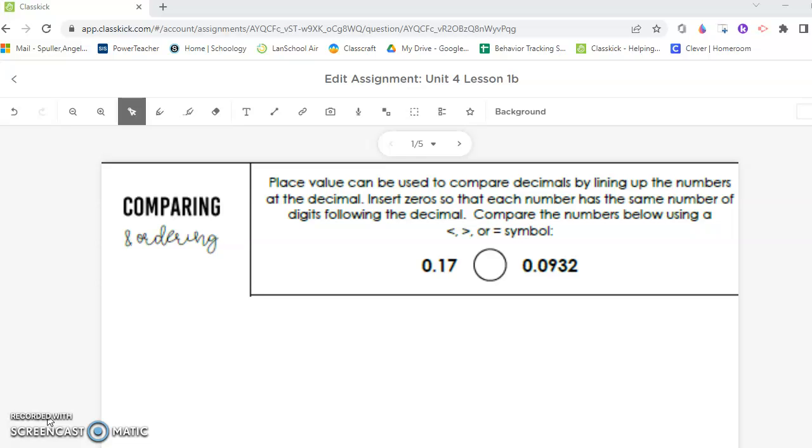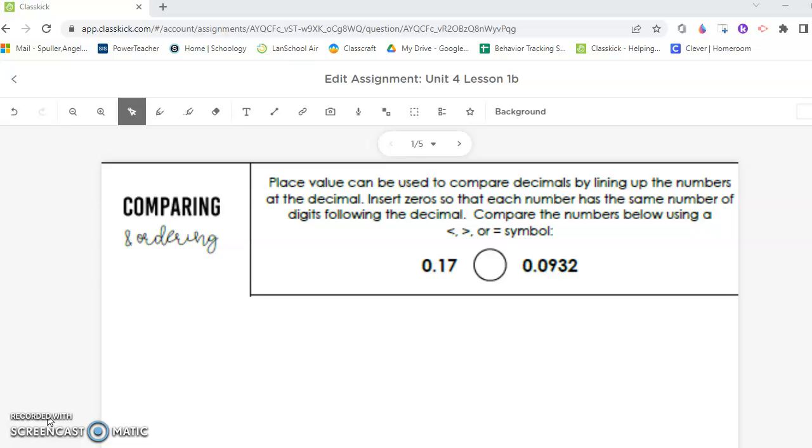You're going to need the note sheet that you started on the last lesson. So let's look at this. We're looking at comparing and ordering fractions. Place value can be used to compare with decimals by lining up the numbers at the decimal point. Insert zeros so that each number has the same number of digits following this decimal. Compare the numbers below using a less than, greater than, or equal to.